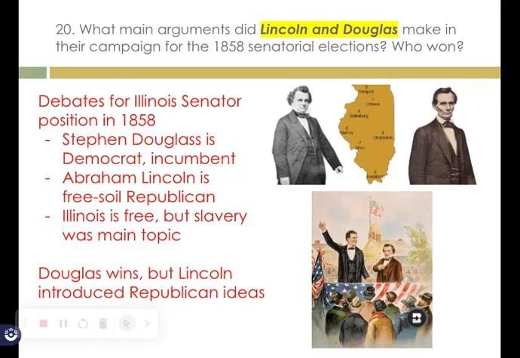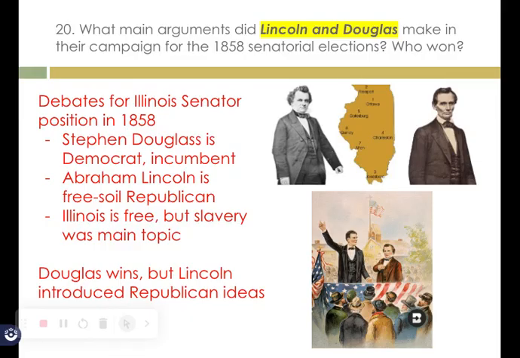So he's running for re-election, and it's very likely he's probably going to win. Now, Abraham Lincoln, he's kind of a nobody. So no one really understood who he was, what he stood for. He was kind of obscure, and he enters into the Senate race as a Free Soil Republican. Now, keep in mind, the Republican Party is brand new, right? Not everybody knows what the Republican Party is all about.